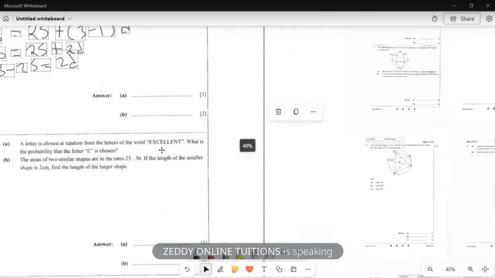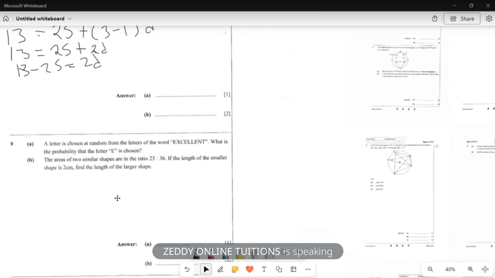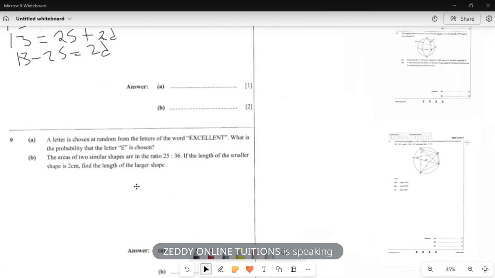So today, let's try to be a little bit faster. And here, this other question, I'll do it as homework for some reason. A letter is chosen at random from the letters of the word excellent. What is the probability that E is chosen? So without wasting much of the time, let's solve this one.